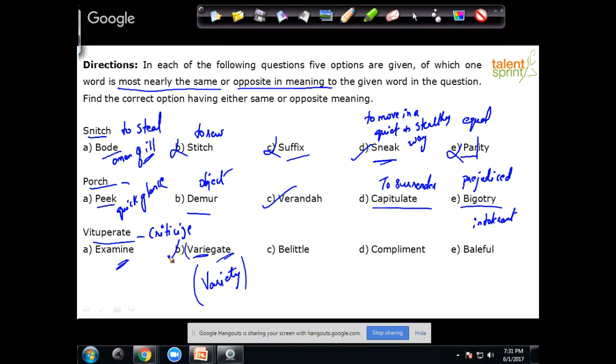Unrelated word. Belittle. Belittle means again, talk down on someone, to make someone feel so small about themselves, to talk bad, right? As though you make them feel like you're not important, dude. Belittle someone, to put down. This is almost like a synonym, right? If you're criticizing, it's a synonym. But compliment is a direct antonym. You're criticizing somebody, you're complimenting somebody, you're praising somebody. Baleful, just for information's sake, means harmful.